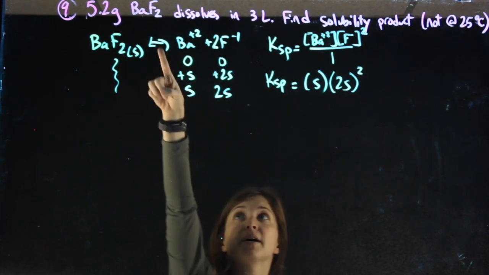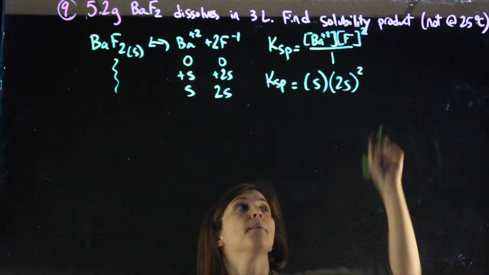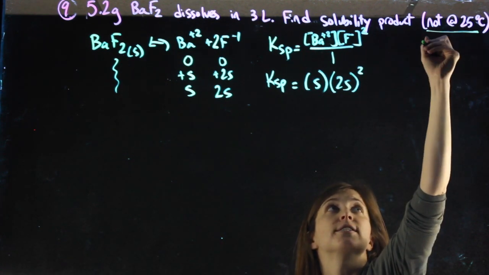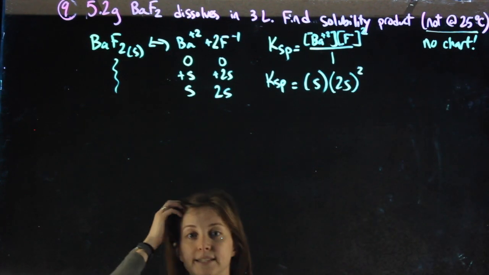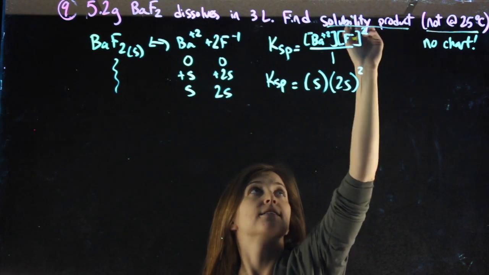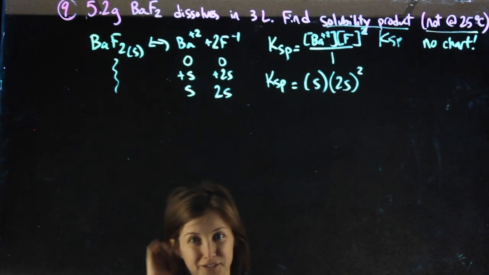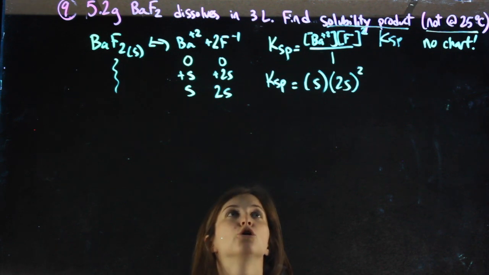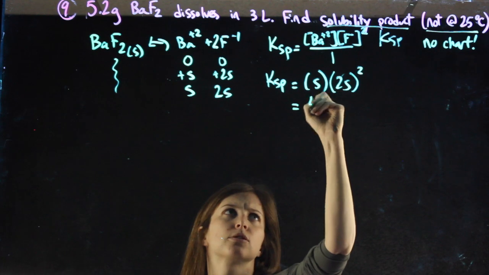Now, it's barium fluoride, so I might think to go look on the chart of values, but it says we're not at 25 degrees. That means I can't use the chart. Additionally, it's asking me to find the solubility product. That's KSP. I wouldn't use a KSP chart to find KSP. So I'm looking for KSP. I can simplify this, the 2 distributes.